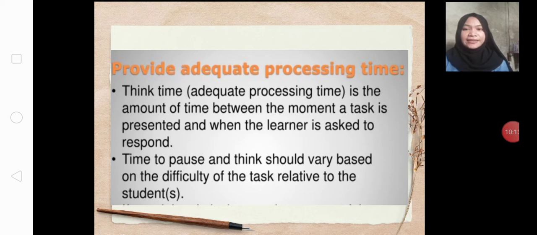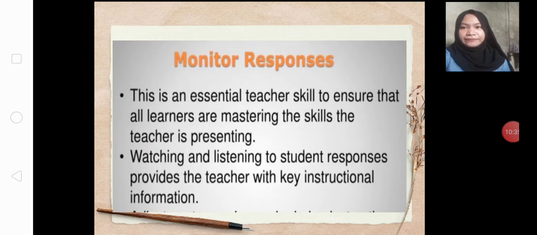Time to pause and think should vary based on the difficulty of the task. So, ang provide adequate processing time ay nakadepende yan kung gaano kahirap yung task na ibibigay mo or kung gaano kahaba yung task na ibibigay mo. Of course, you should provide adequate or enough time to them. So, that's the provide adequate processing time.